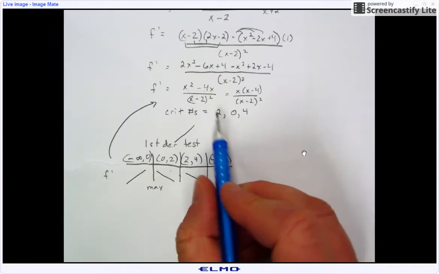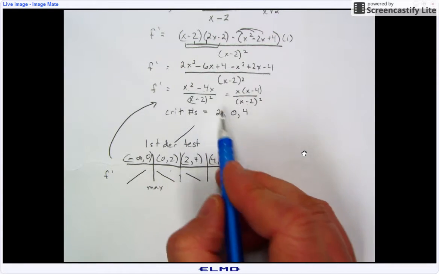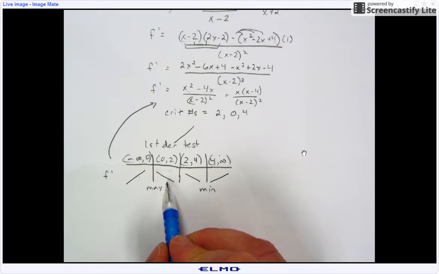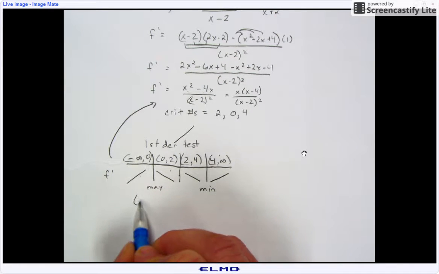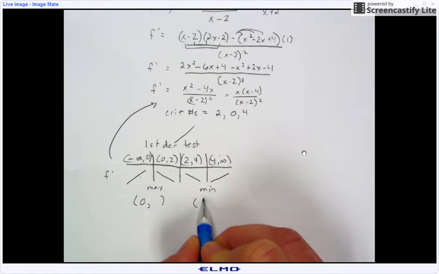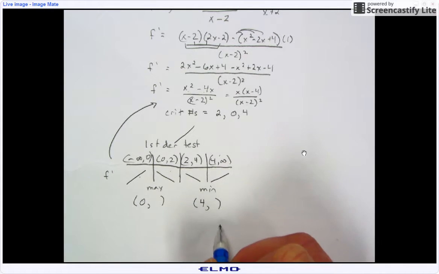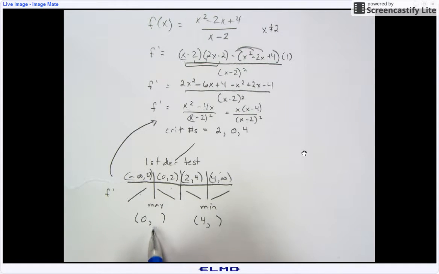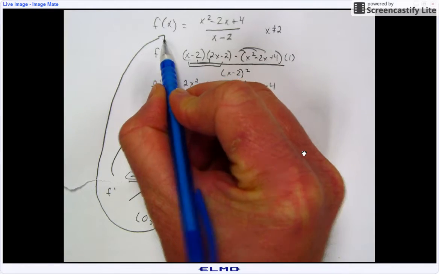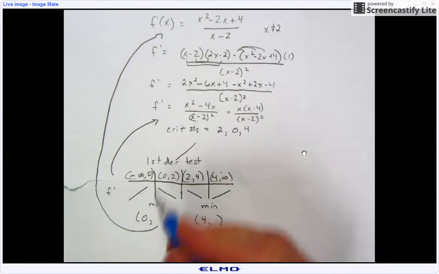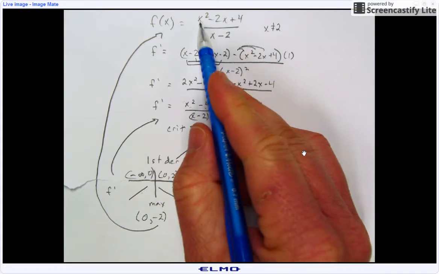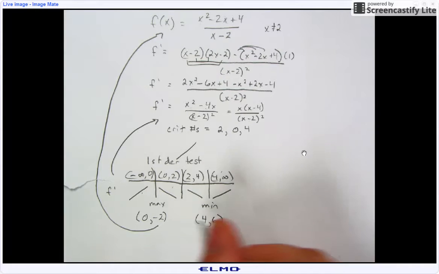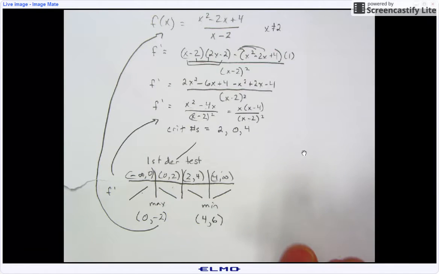And then I'm going to plug in 5. 25 minus 20 is positive. I know that's always positive. So we have a min here. So I have my intervals of increasing and decreasing. And I know there is a max at 0 and a min at 4. To find the y coordinates for those points, I go back up here and plug in to find f of 0. Well, f of 0 is -2. F of 4, 16 minus 8 is 8 plus 4 is 12. 12 over 2 is 6. So I know I have a max and a min. Those are relative max and min.